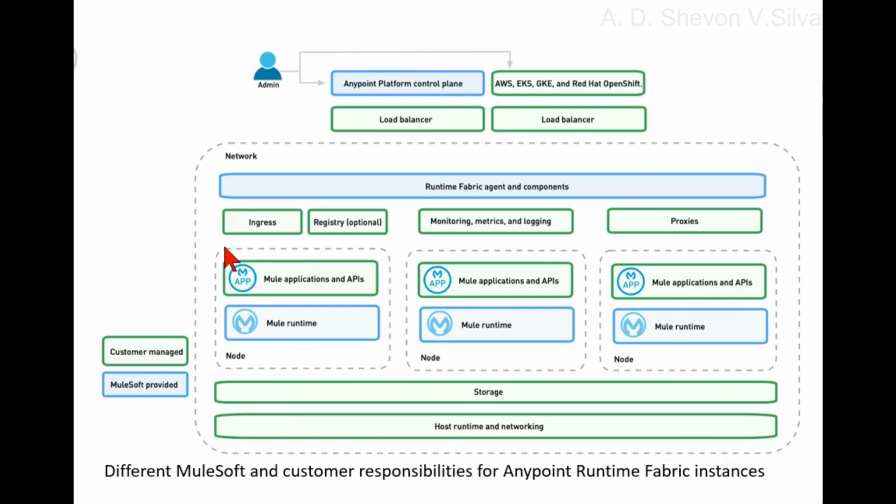Here, the customer managed parts: AWS EKS, GKE, and Red Hat OpenShift, load balancers and ingress, registry optional, monitoring, metrics, logging, proxies, storage, and host runtime and networking.